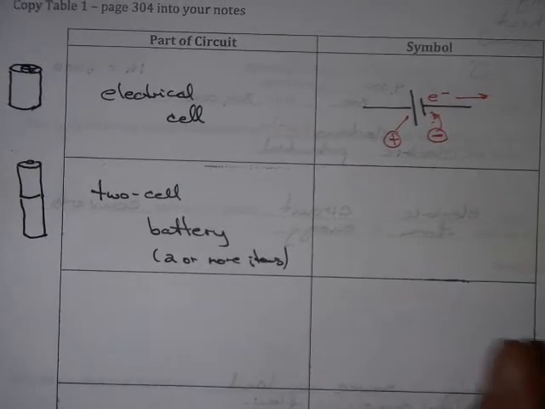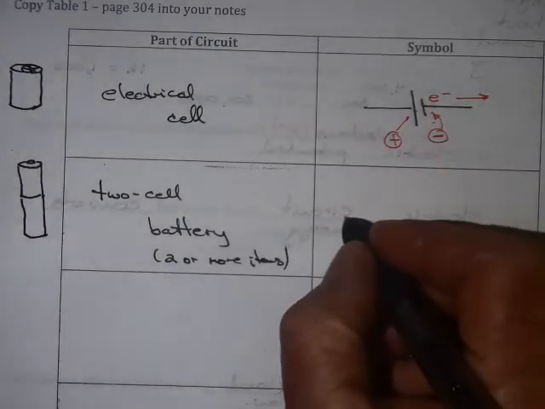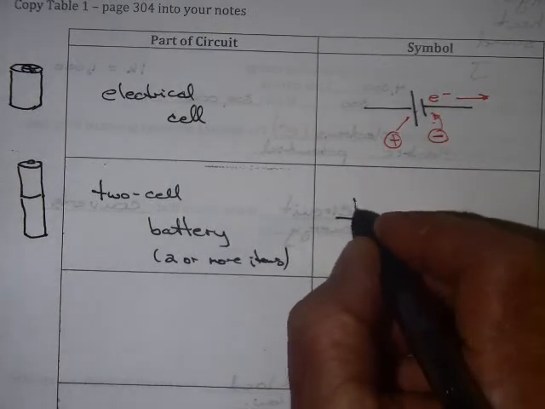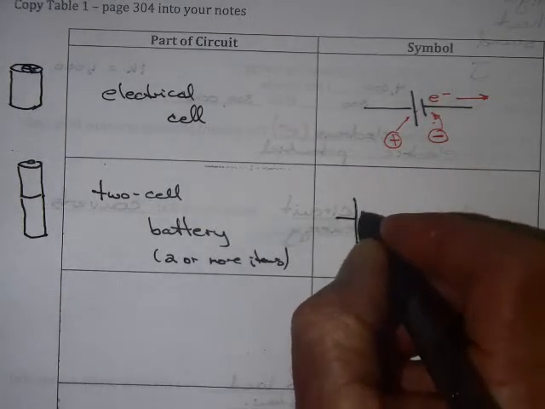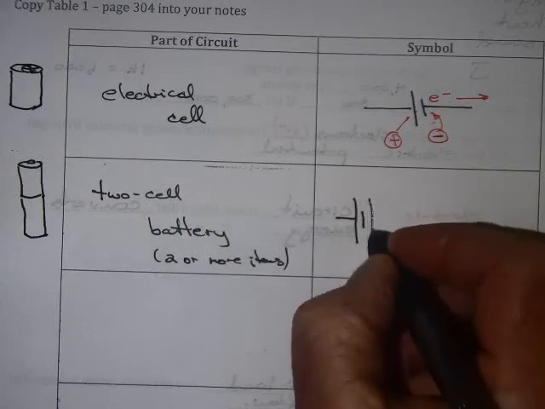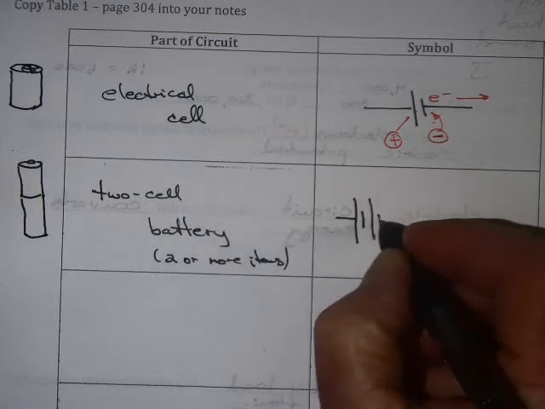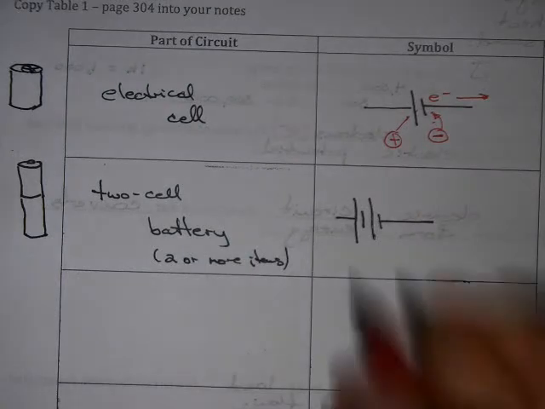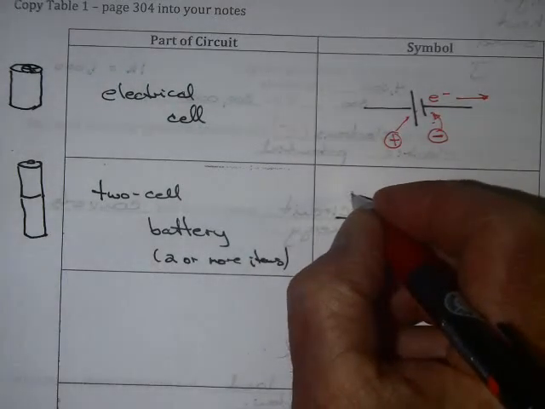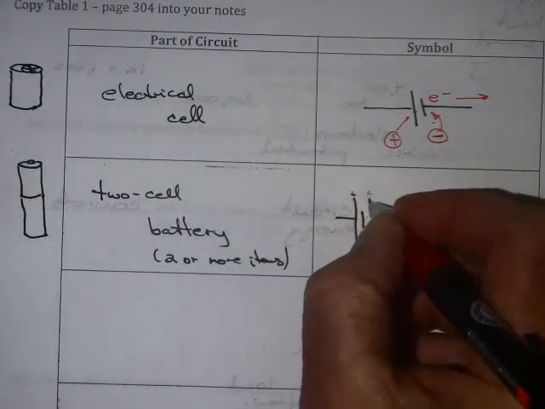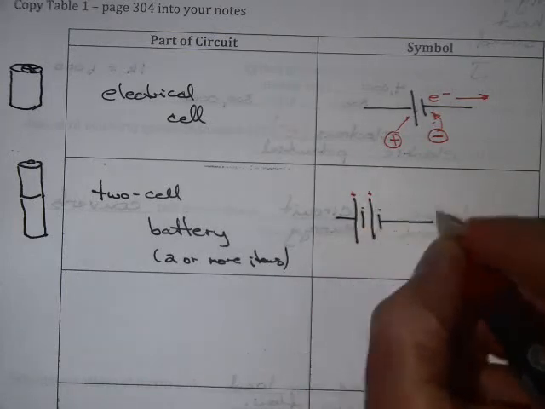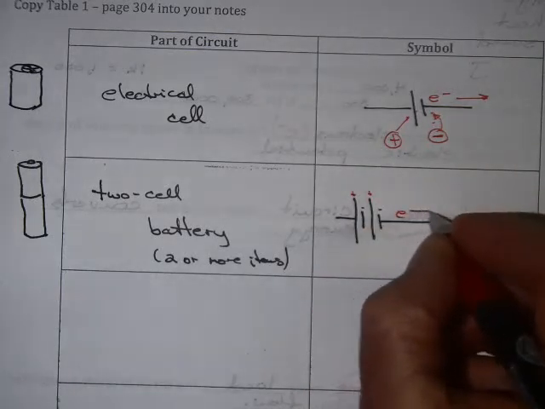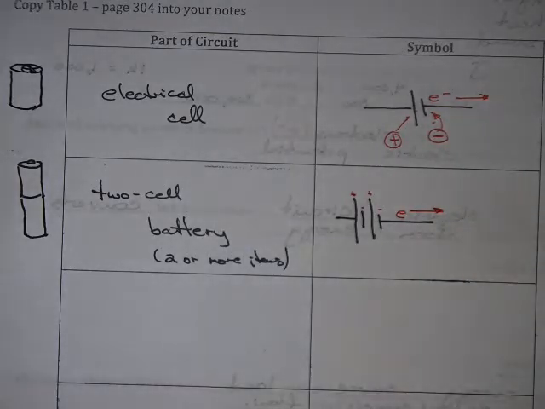So if you're going to do this, you just add another one on. So here's the first cell. Big one, shorter one, big one, shorter one, wire. So again, this is the positive terminal, negative, negative, and electrons are going to flow that way. Okay? So far so good.